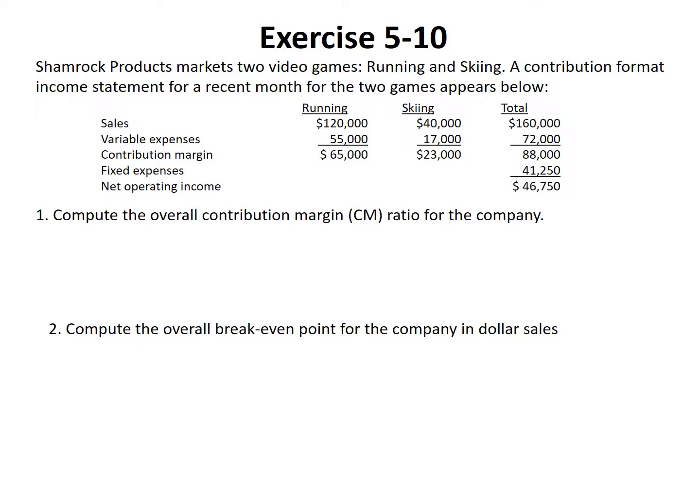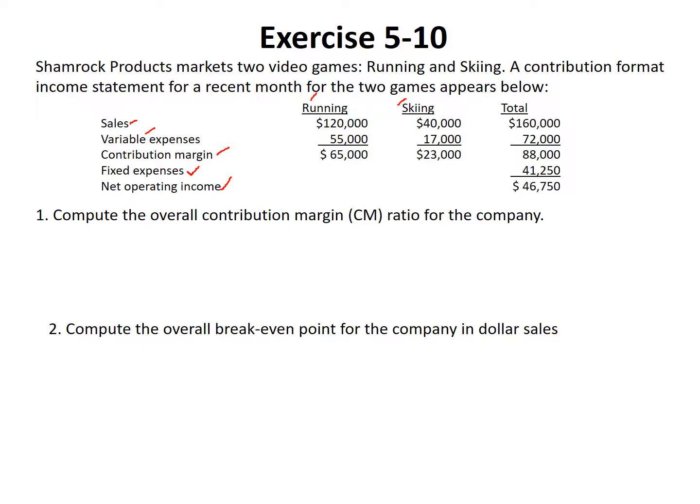Okay, now let's take a look at exercise 5.10. We have a company here that makes 2 products, video games. One's a running game and one's a skiing game. In this case, we're given the contribution income statement: sales minus variable expenses equals contribution margin, fixed expenses and net operating income, and we're given that for running and for skiing in terms of sales, variable cost and contribution margin. The fixed expenses, since they're fixed, can't be traced directly back to either running or skiing.